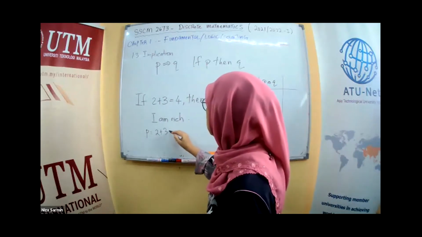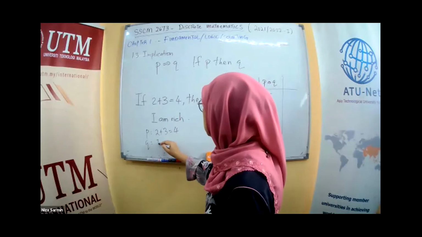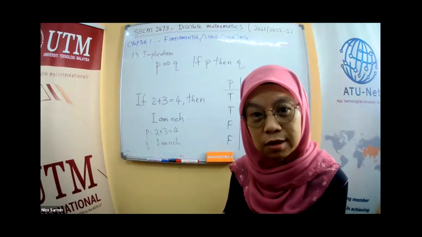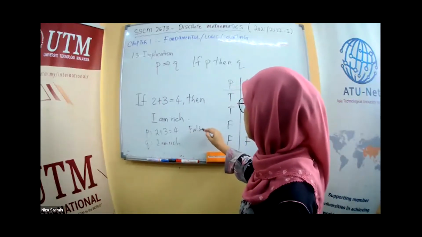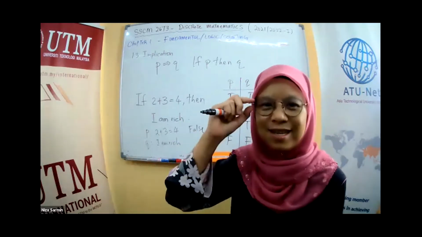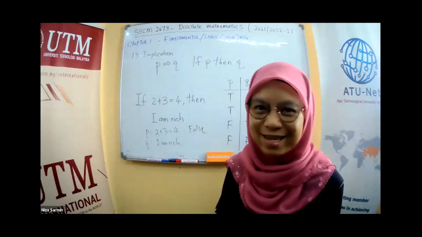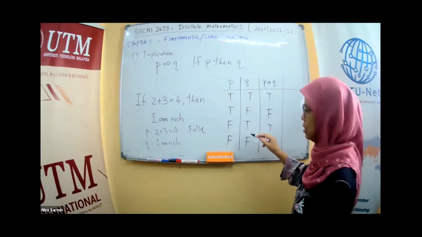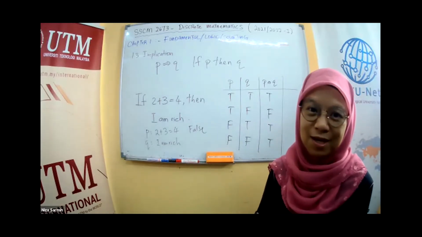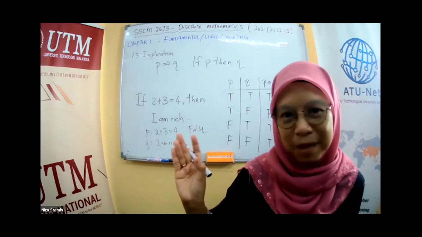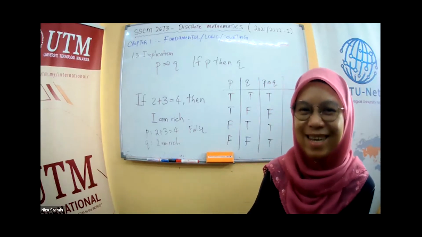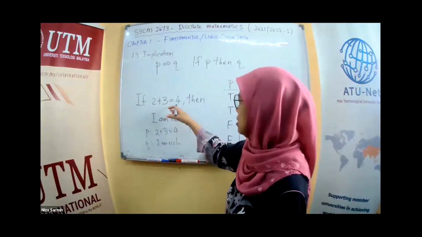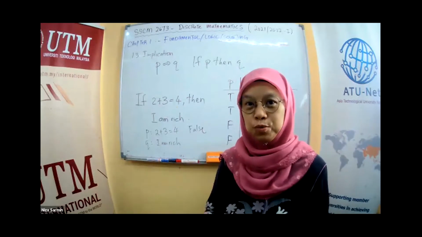P, 2 plus 3 is 4. Q, I am rich. 2 plus 3 equals 4 is false, right? Doesn't matter if I'm rich or I'm not rich. It's always false implies whatever is true. So that's why I said this is mathematics statement, not English. So it doesn't matter whether I'm rich or not, but the first one is already false, so the whole thing is true.